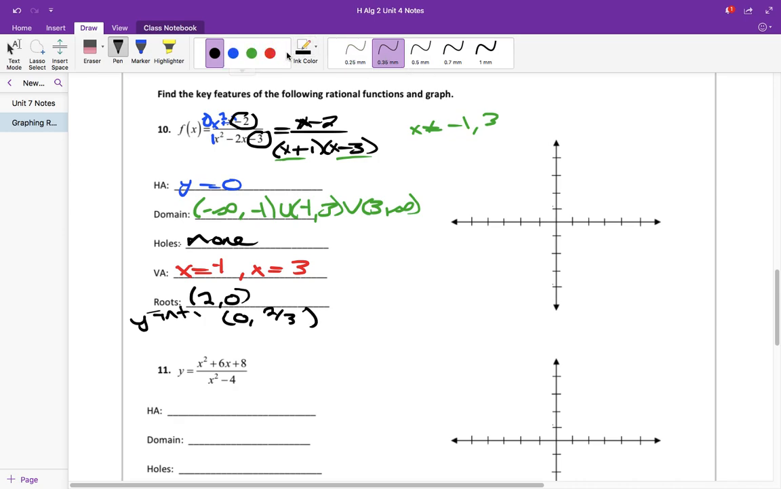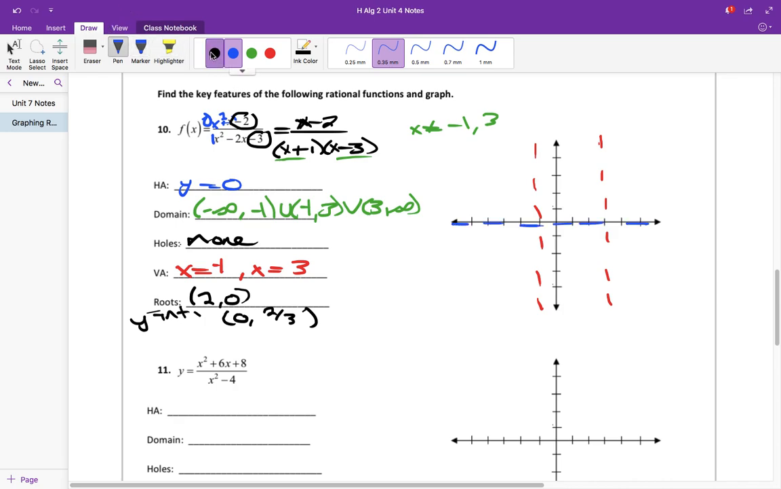So let's go through and graph some of this stuff. For vertical asymptotes, x equals negative 1 was one of those, so something kind of like this. We also had x equals 3, so something kind of like this. And we also had a horizontal asymptote through y equals 0. It's right on top of your x-axis.